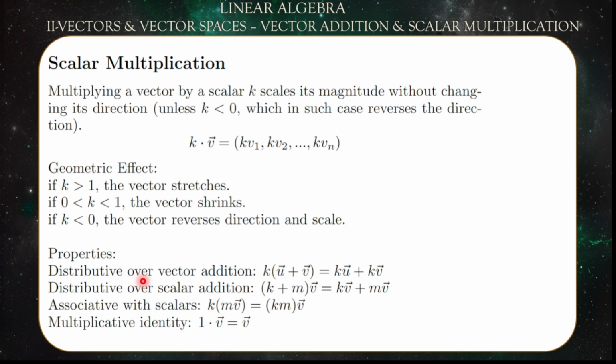Properties: distributive over vector addition, so k times (u plus v) is equal to ku plus kv. Distributive over scalar addition, so (k plus m) times v is equal to kv plus mv. Associative with scalars, so k(mv) is equal to (km) times v, with k and m being constants, and v being the vector. And you have the multiplicative identity, which is 1 times v is equal to v.